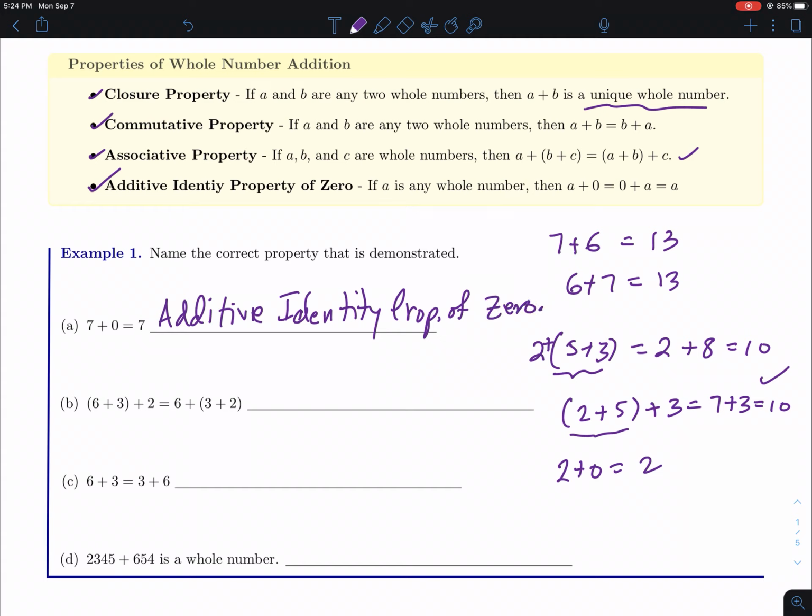All right, so what about (6 + 3) + 2 = 6 + (3 + 2)? Oh, I think I heard somebody say it. Associative property. Very good. You guys are doing good at this. Nice. All right, 6 + 3 = 3 + 6. Closure? Somebody say closure. No, it's commutative property. Commutative property. Very good.